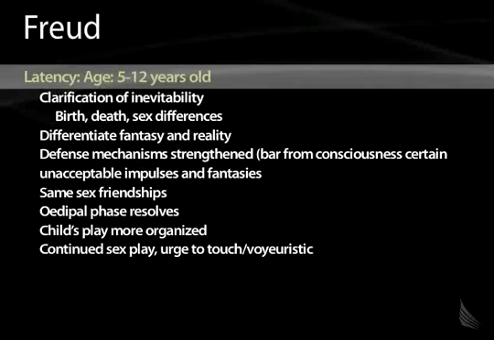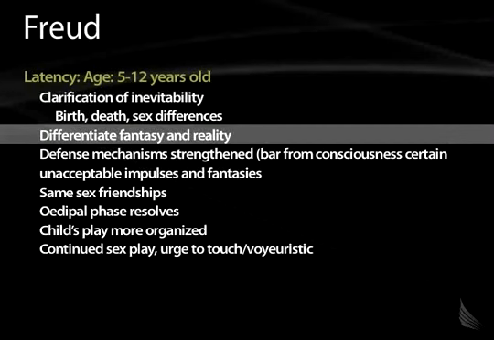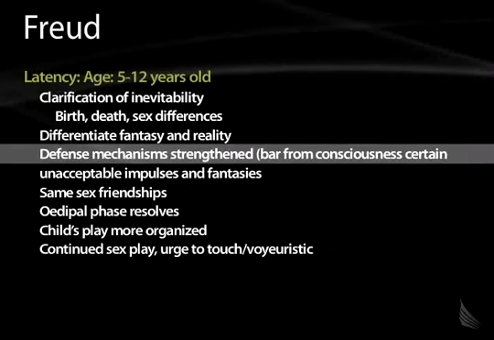Next, you'll have the latency phase, which is between the ages of 5 and 12. During this latency phase, this is when the sexuality really decreases. And this is when kids can differentiate between reality and fantasy, and their defense mechanisms are strengthened. During latency is when they first start going to school. It starts when they go to kindergarten.